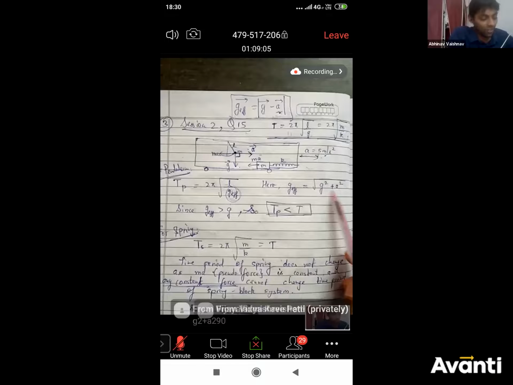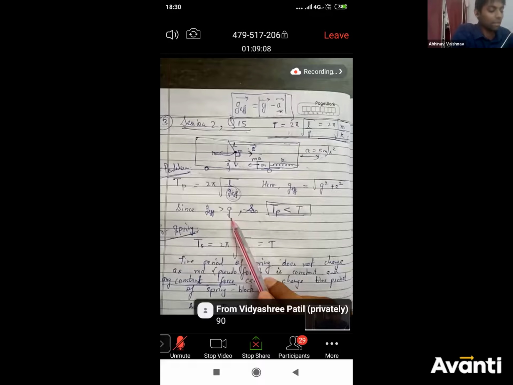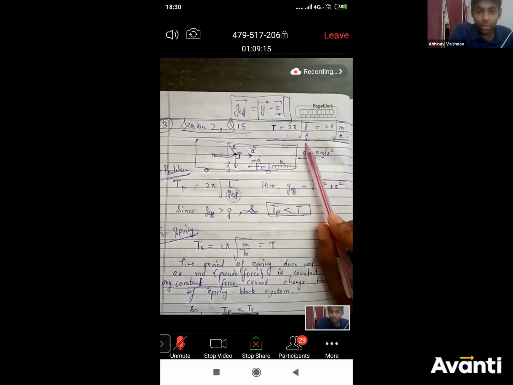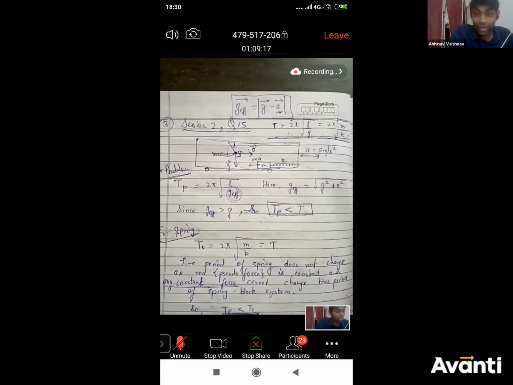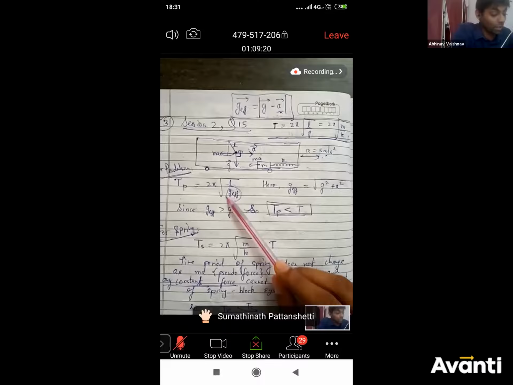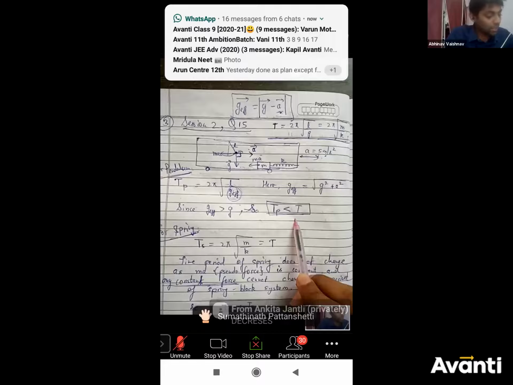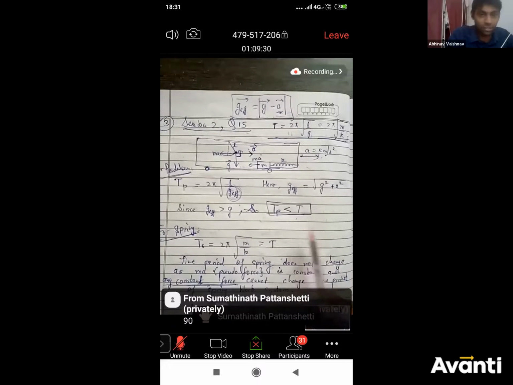Since G effective is greater than G, this denominator is increasing. If we compare with the initial value 2 pi root L by G, what is happening? The denominator has increased, okay? So if the denominator increases, the time period will decrease. TP is less than T. This is the first thing: the time period of the pendulum decreases. TP is less than T.